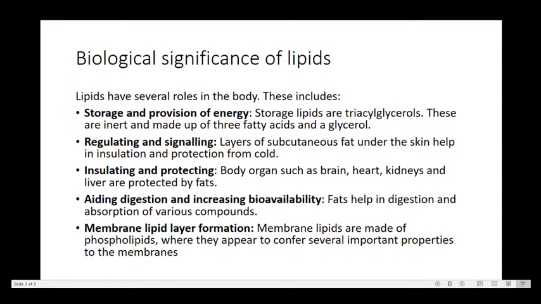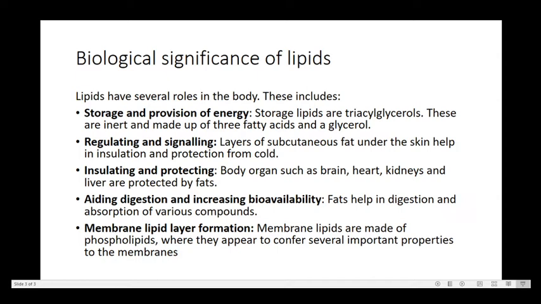So, lipids have several roles in the body, and these are storage and provision of energy, regulating and signaling, insulating and protecting, aiding digestion and increasing bioavailability, and membrane lipid layer formation. So first, let's talk about storage and provision of energy. Storage lipids are triacylglycerol. These are inert and made up of 3 fatty acids and 1 glycerol molecule.